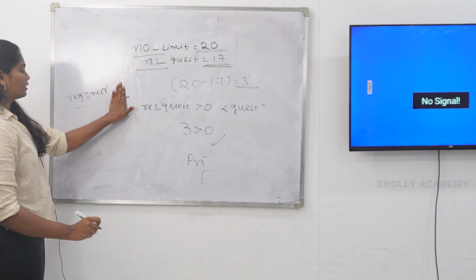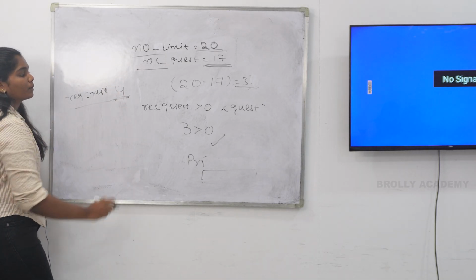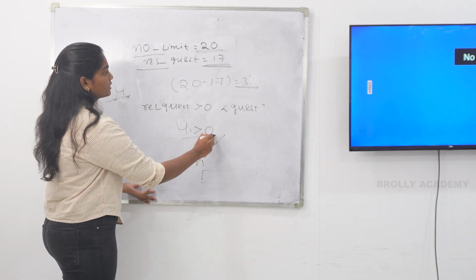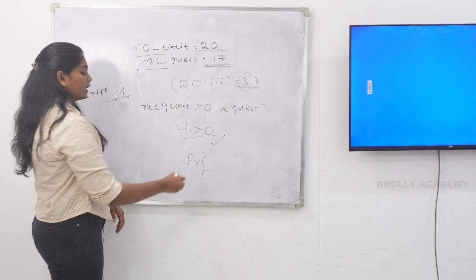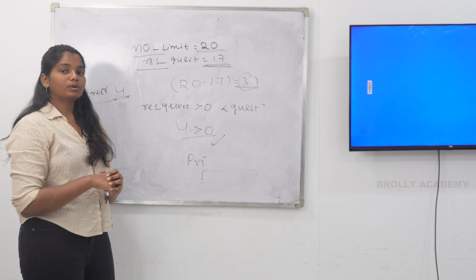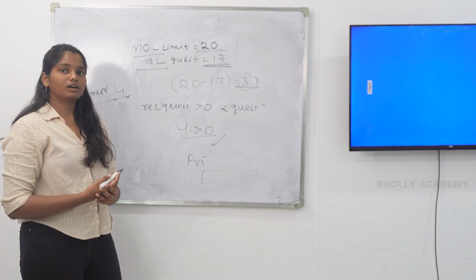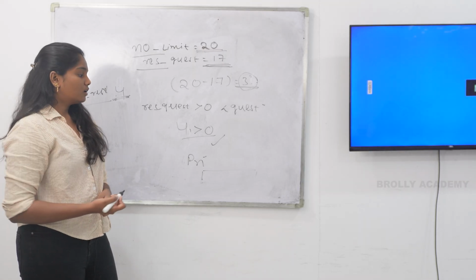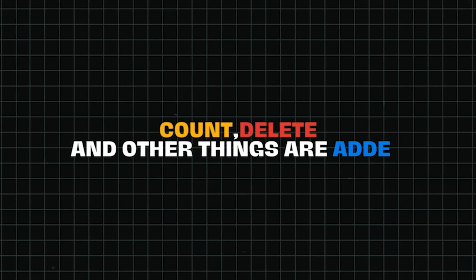If we need booking for 4 or 5 members, suppose we need booking for 4 members. Obviously it is greater than 0, but it is not within the 3 seats left. So it will not reserve a table for that guest. It will give a message that your reservation cannot be made or something like that. So this is how it works. Count and delete and other things are also added in this application.